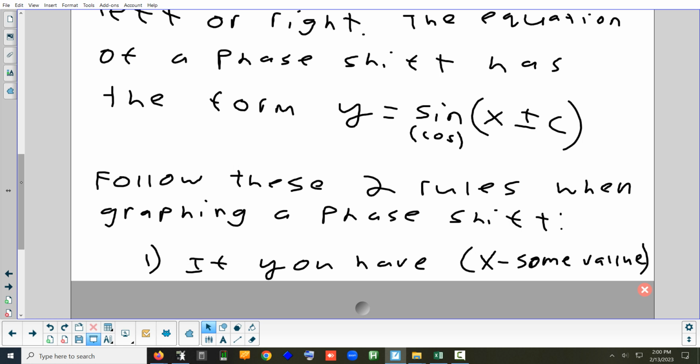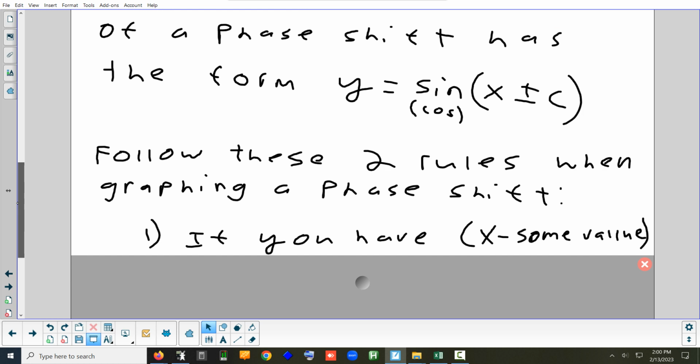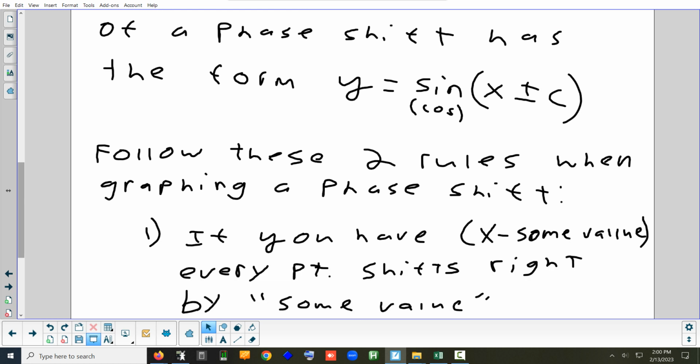Which way is the graph going to go? Yep, it's going to shift to the right. How much is it going to shift to the right? Well, it depends on what the value is. So it'll shift right by that value. And you can shift right any amount you want. But what did I say the common amounts were to shift by? Yep, 45, 90, and 180, or pi over 4, pi over 2, and pi.